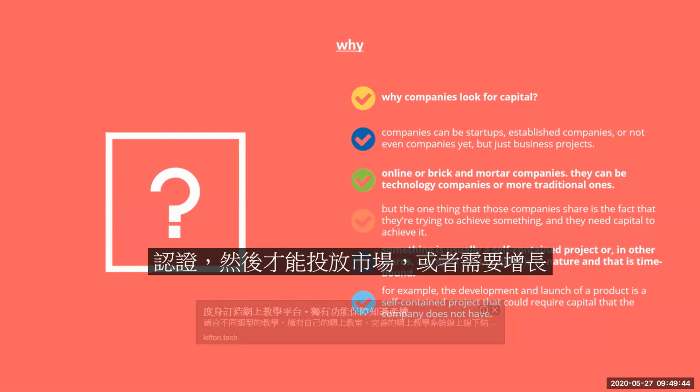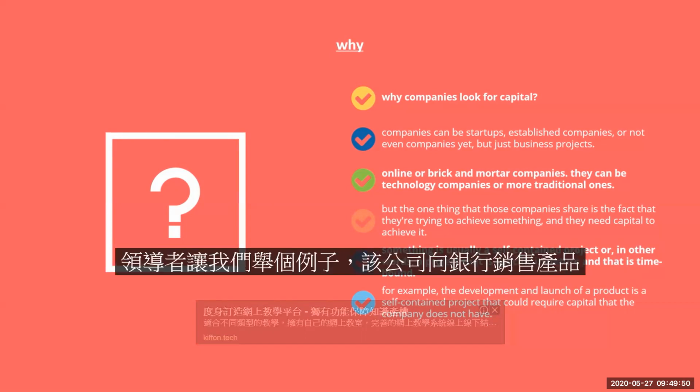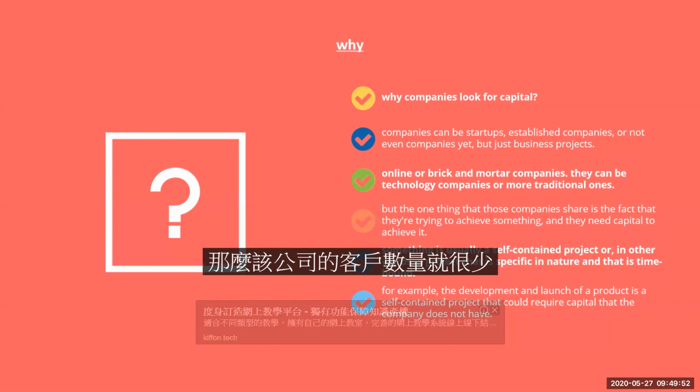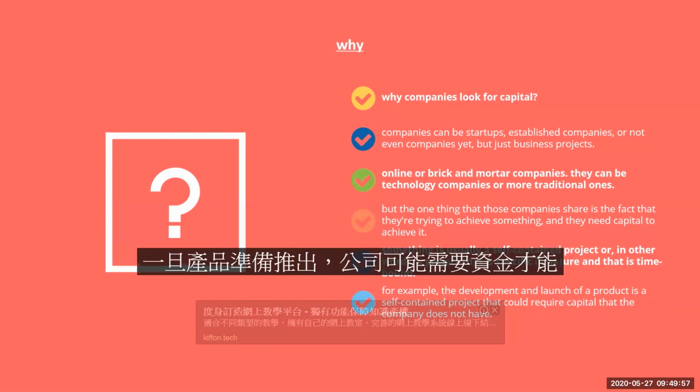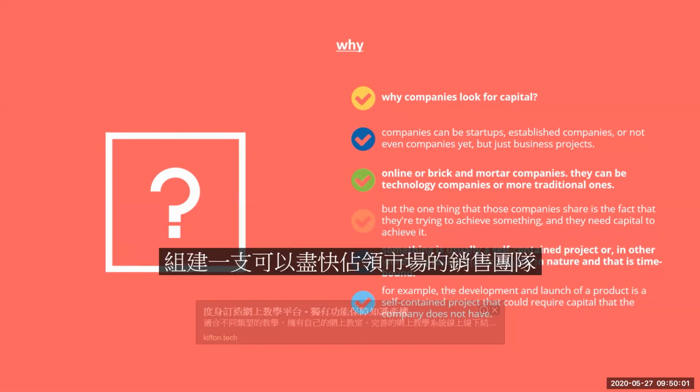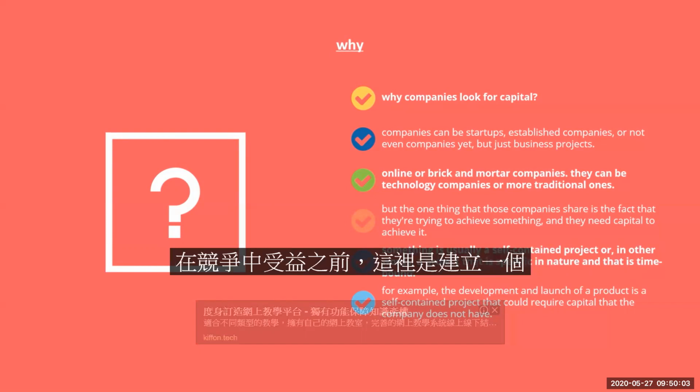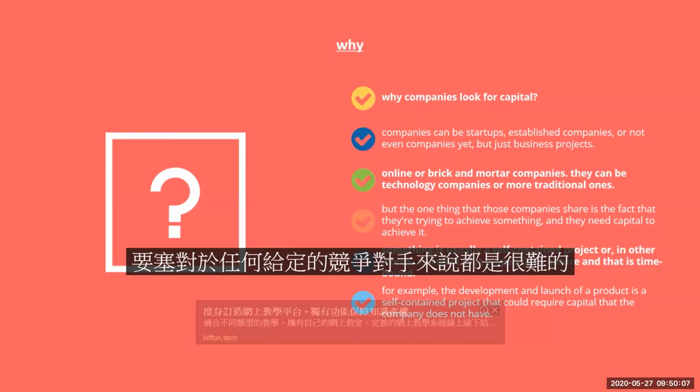Or also the need to grow the company at a very fast pace to gain a strategic benefit from being the market leader. Let's take, for example, a company that sells a product to the banking industry. Then the company has a quite low number of customers it can sell to. Once its product is ready for launch, the company could need capital in order to put together a sales team that can take over the market as fast as possible before the competition gets in. The benefit here would be to build a stronghold that would be very difficult to take over for any given competitor.